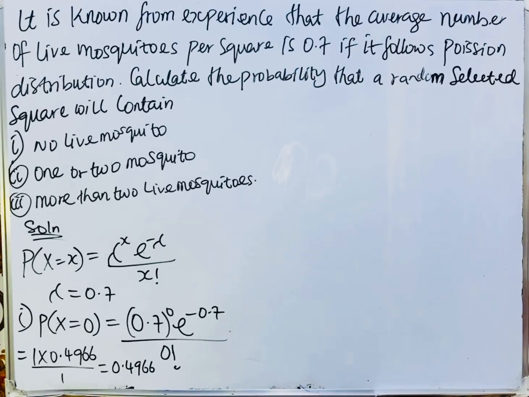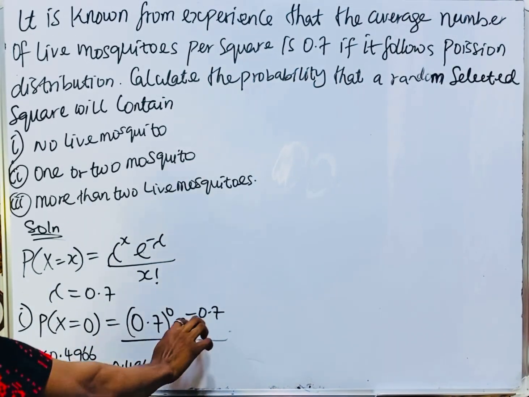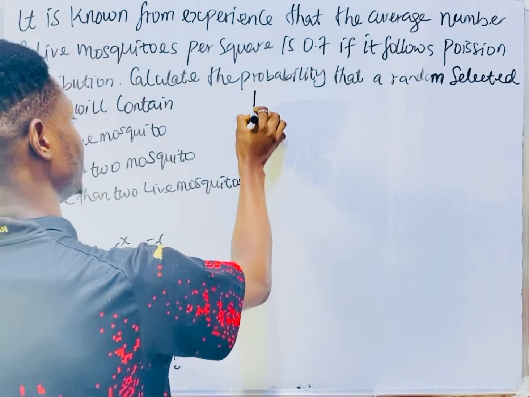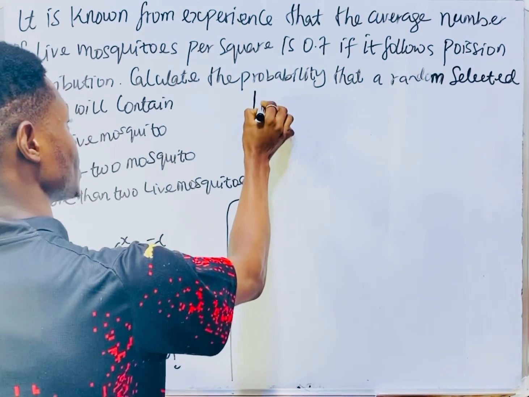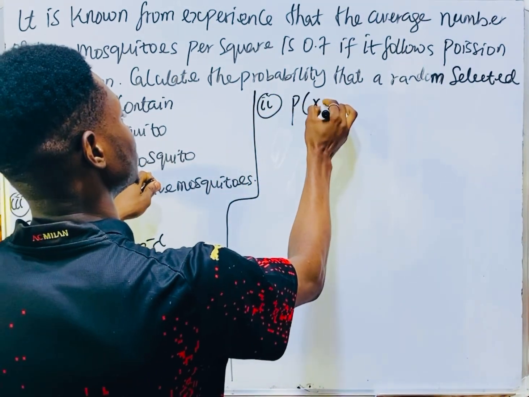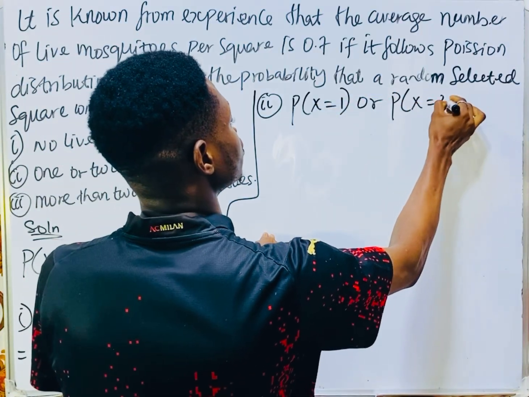So this is the value we are going to get. This to the power of 0 is 1. Then exponential minus this, you get this in your calculator. So our II is 1 or 2 mosquitoes. So P of x is equals to 1 or P of x is equals to 2.